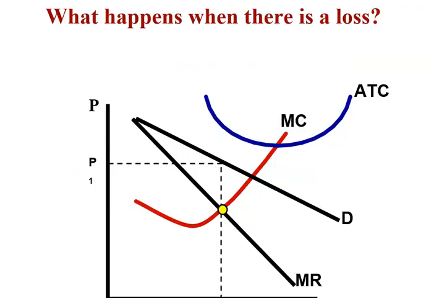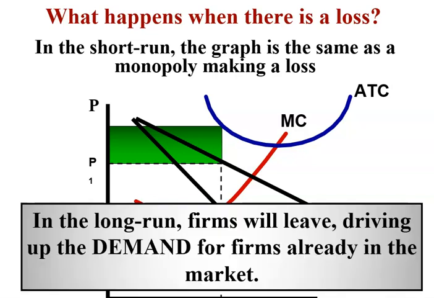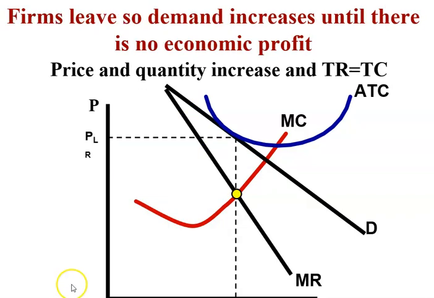What happens when firms are incurring a loss in this market structure? The graph would look just the same as it would for a monopoly that's incurring a loss. In the long run, however, firms would leave the market, driving up the demand for firms that are already in the market. So demand shifts and price and quantity increase, and total revenue equals your total costs.